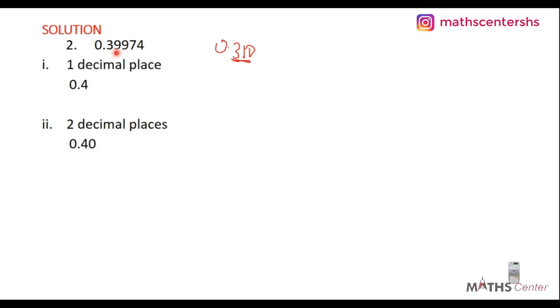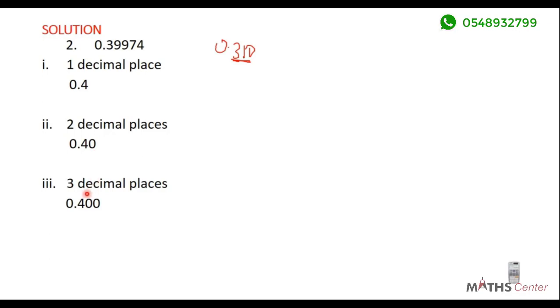Remember, the number in the place you are talking about here is 9. The number in front of it is also 9, which is more than 5. So we add 1 to the 9 to get 10. When that happens, you carry the 1 forward again and you add that 1 here to 3 to make it 4. So the number here has now changed to 0, and the number here has changed to 4. So if you want 2 decimal places, it's going to be 0.40. This time the 3 becomes 4, and the number here, which used to be 9, is now 0.